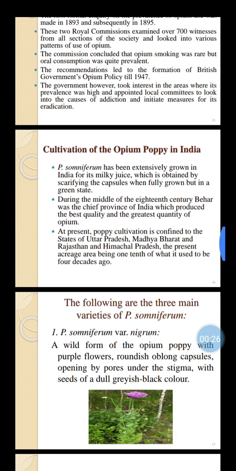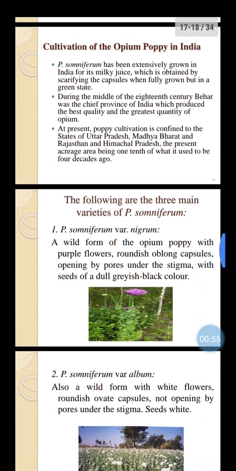Then, cultivation of opium in India. Papaver somniferum was extensively grown in India. It is a milky juice obtained by incising the capsule when fully grown but still in a green state. It was prevalent in Bihar, but it is also grown in Uttar Pradesh, Madhya Bharat, Rajasthan and Himachal Pradesh.